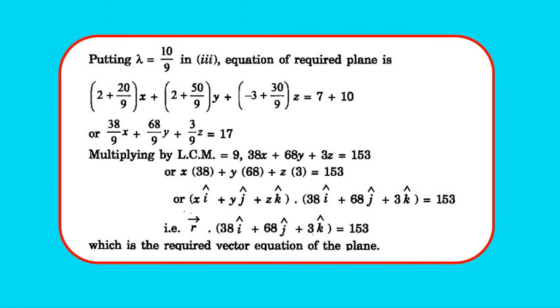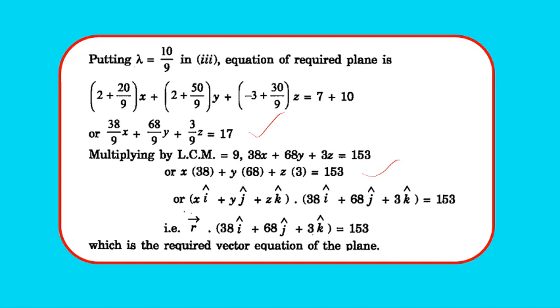So putting lambda = 10/9 in equation 3, the required plane is (2 + 20/9)x + (2 + 50/9)y + (-3 + 30/9)z = 7 + 10. And simplifying, we get 38/9 x + 68/9 y + 3/9 z = 17. So multiplying the entire equation by 9, we get the equation as 38x + 68y + 3z = 153.